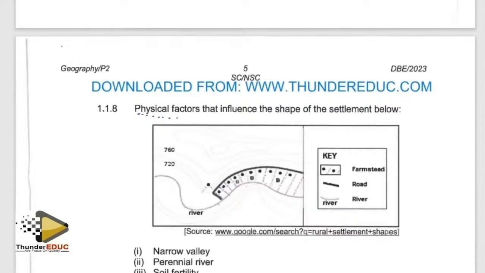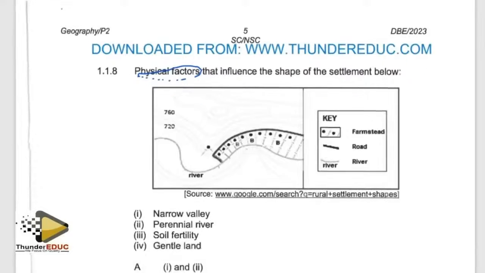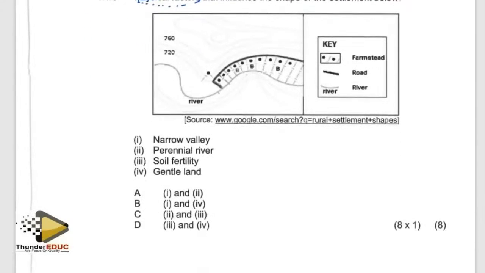The last one under that section is the physical factor. The word physical is the key point. Which physical factor influences the shape of the settlement below? We have the reef here, and we have a river here. These are farmsteads, these are roads. A road is not physical. There is a perennial river in a narrow valley, in between these reef mountains. Fertile soils we cannot see here, and gentle land is not even gentle. So the two factors, 2 and 1, are right. 2 and 1 is A.